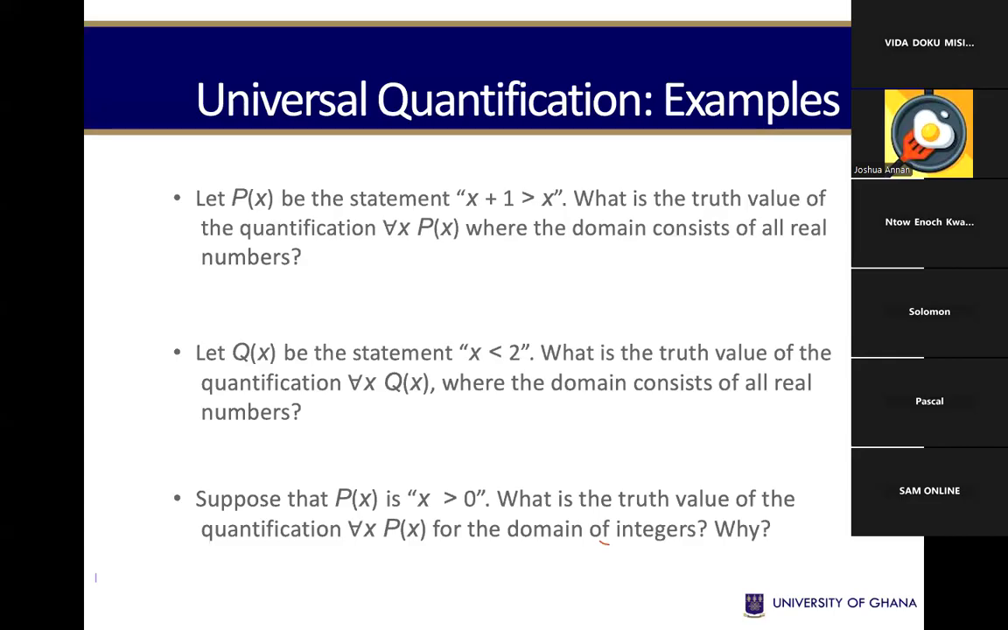Now, if you sweep across all the real numbers, no matter what, if I pick 0.1 and I add 1 to it, I'm going to get 1.1. And that 1.1 is greater than the 0.1 I picked as x. If I pick negative 1 and I add 1 to it, I'm going to get 0. And of course, 0 is greater than negative 1. So for any number at all you can think of in the family of real numbers, there is no way you can get a counterexample. Hence, this particular statement is true.